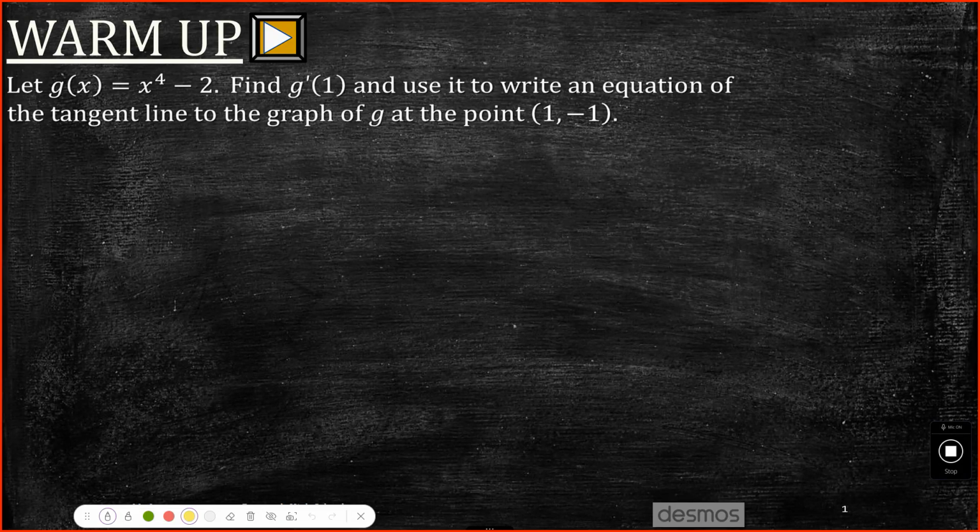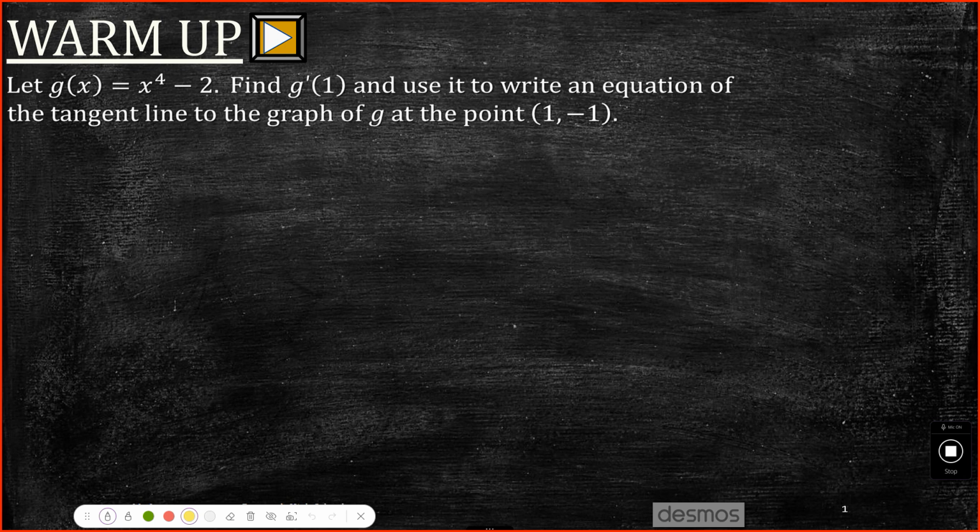Right, warm up. Let g of x equal this fourth degree polynomial and find the derivative, the rate of change at the x value of 1, and use it to write an equation of the tangent line to the graph of g at the point 1, negative 1.